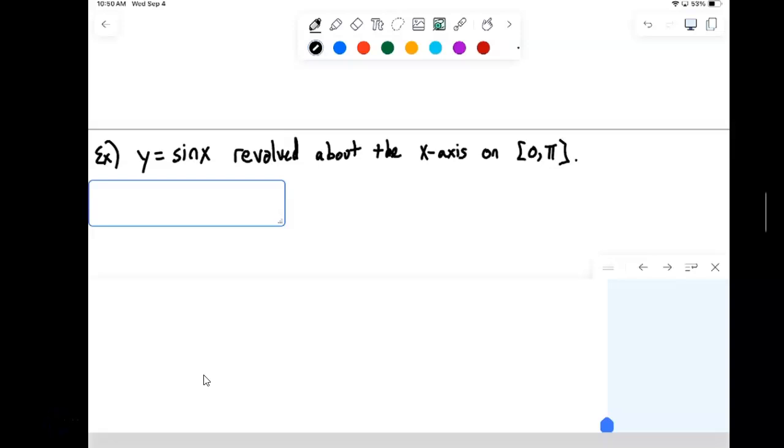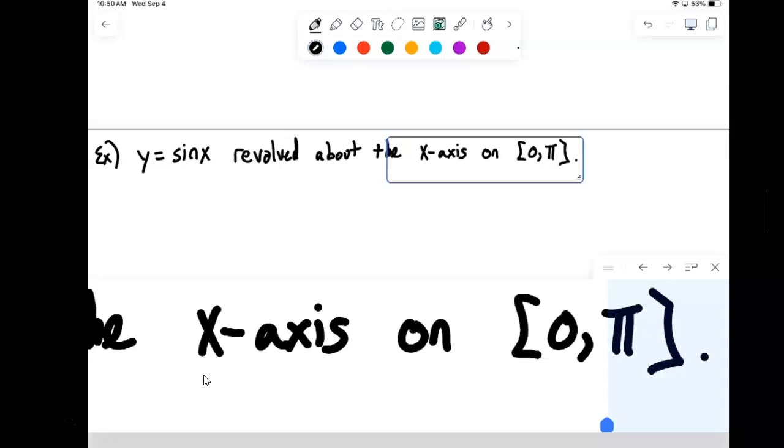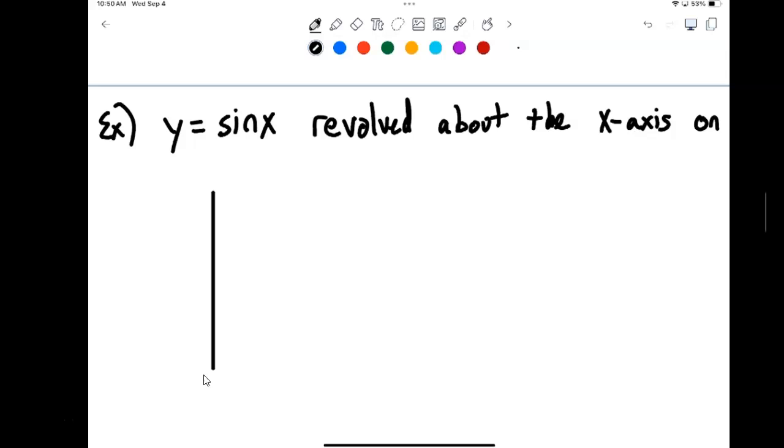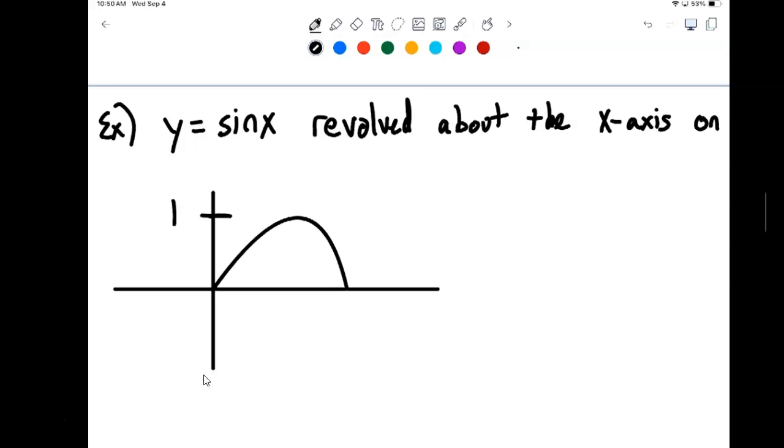So now we want to find the volume of y equals sine x when we revolve it about the x-axis on the interval from 0 to pi. So remember the basic sine graph. It looks like this. It comes up and then hits down at pi, and gets to its highest point up here at 1. It starts at 0, and at pi it's back to 0. So that's the basic function, y equals sine x.